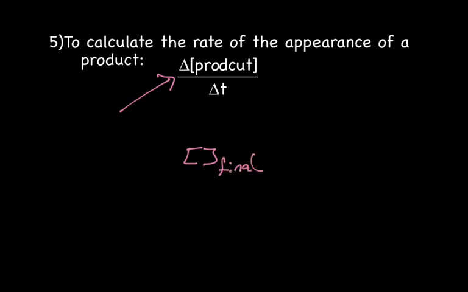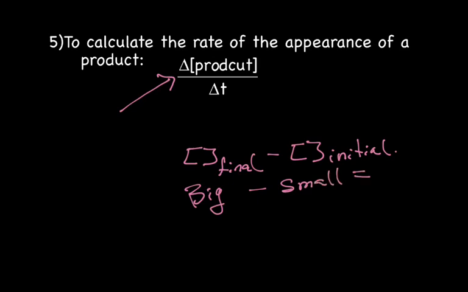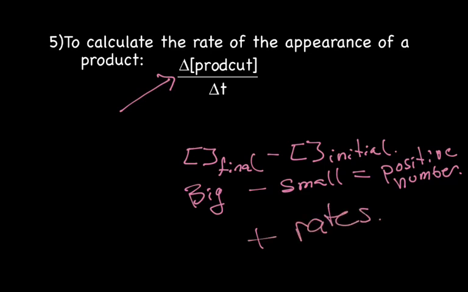To calculate the rate of appearance of product, you are going to use a very, very similar formula. Change in the concentration of product over delta T. You will note this time that there's no negative sign, it's positive. That's because when we look at the change in concentration, so concentration final minus concentration initial, you're adding more product over time, right? So this should be a bigger number minus a smaller number, giving us a positive number. And all rates need to be positive, so positive for all rates, which is why there's no negative sign in there.